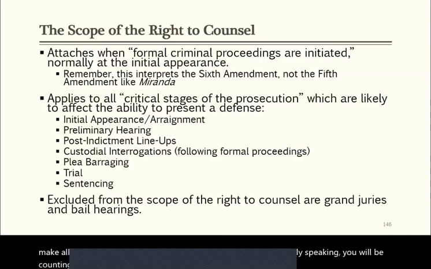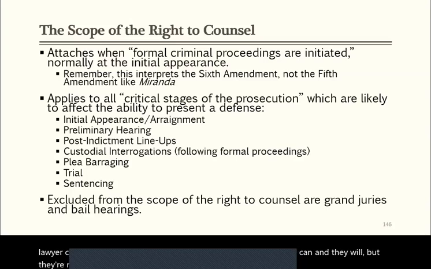That being said, this only applies to critical stages of the prosecution. So let's say that you have a motion where your counsel files for an extension of time, right, and the prosecutor wants to fight it. Well, that might not be a critical stage, so you're not entitled to a lawyer. Now, it doesn't mean the lawyer can't be there and do their job. They absolutely can and they will, but they're not required.